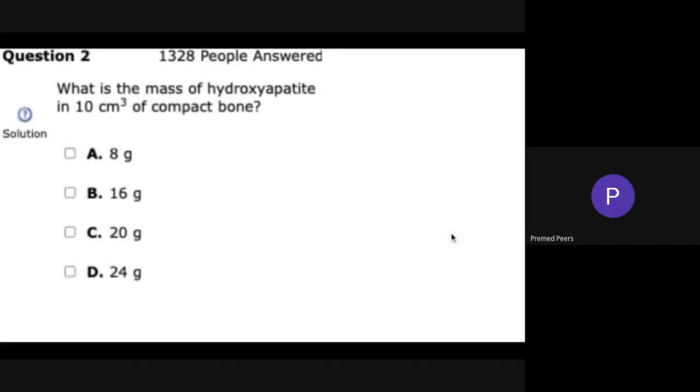Okay. So then what is the mass of hydroxyapatite in 10 centimeters of compact bone? I'll give you guys a couple seconds to think about it, and then if you have any ideas, put it in the chat or unmute yourself. Otherwise, I'm going to keep going with the explanation.